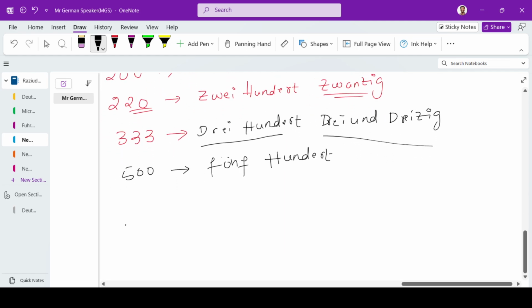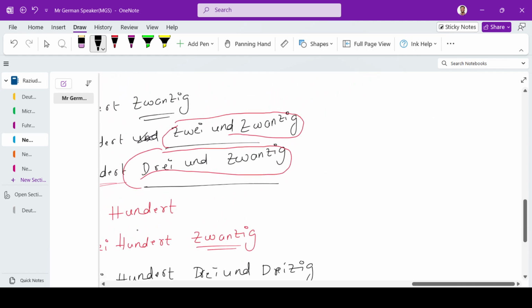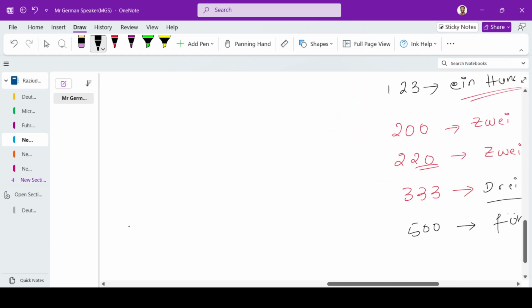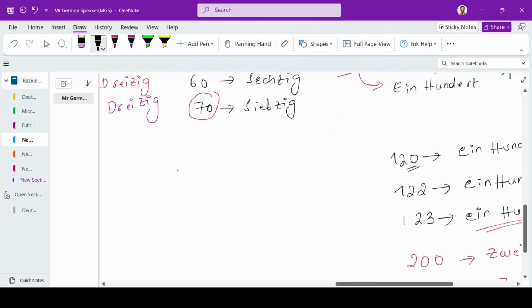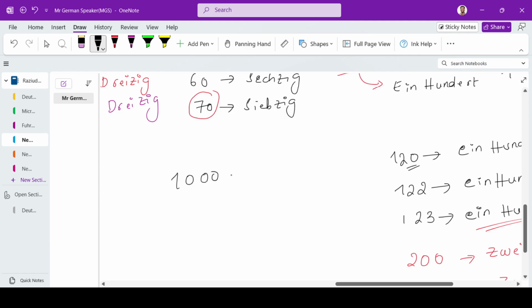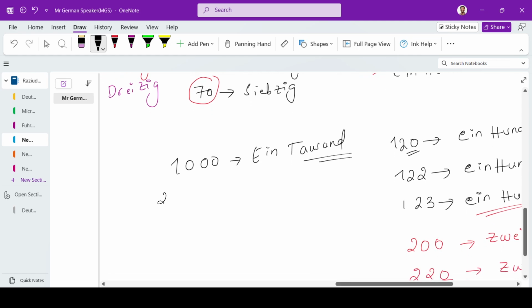Someone wants to write 1000, for example. We write it as ein thousand. So it's very similar to English pronunciation, right? Thousand, ein thousand. Someone wants to write 2000.